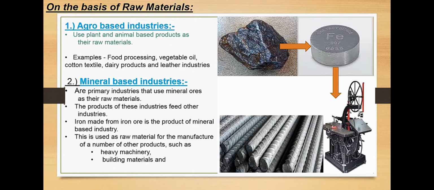So whatever input will be minerals, it is called mineral-based industries. If the inputs are plant products and animal products, it is called agro-based industry. And if the input is minerals, for example limestone, copper, aluminium, steel, iron, gold, diamond, whatever minerals we are using, these are mineral-based industries. If we have a gold jewelry making industry, then it is called a mineral-based industry.